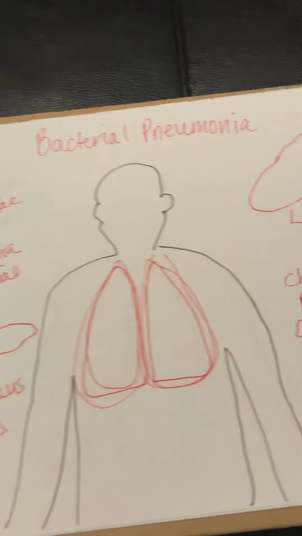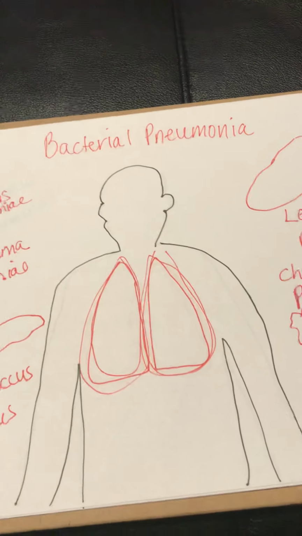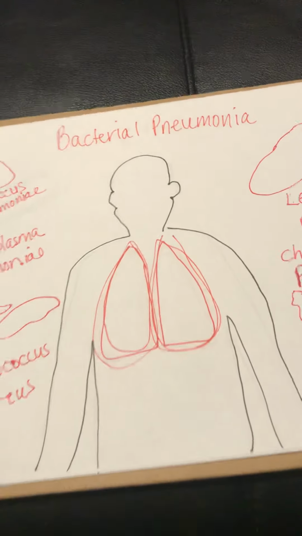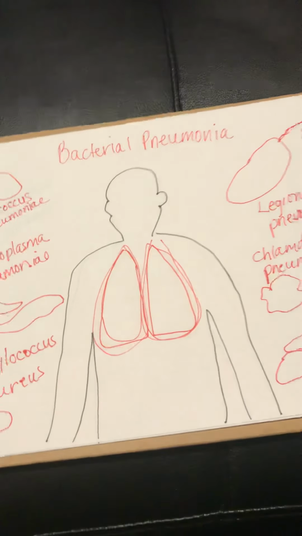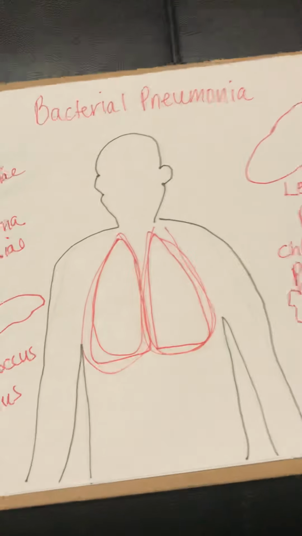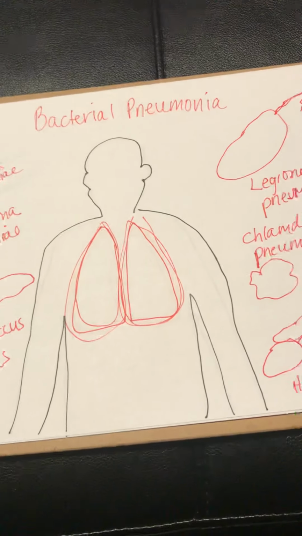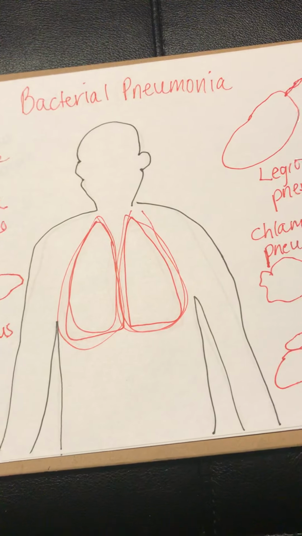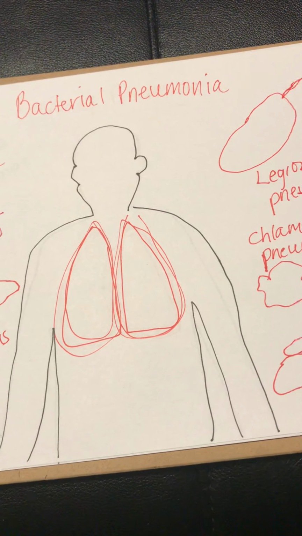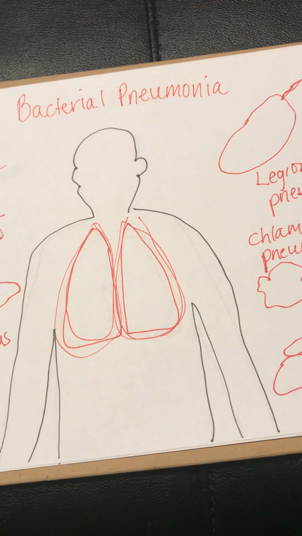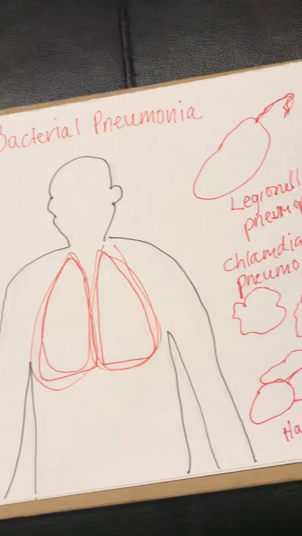And let's see. A little bit about bacterial pneumonia. Typical symptoms include chest pain, shortness of breath, a cough that may produce yellow or green mucus, fever, tiredness, and chills. Symptoms of bacterial pneumonia tend to be similar in both children and adults.